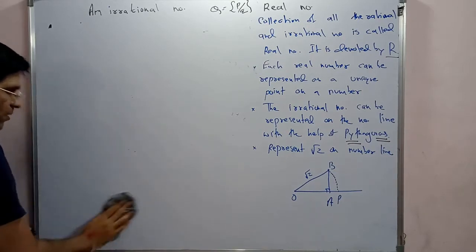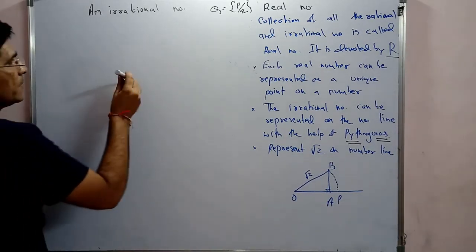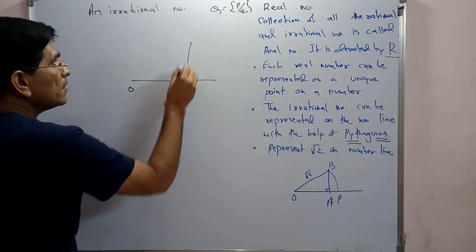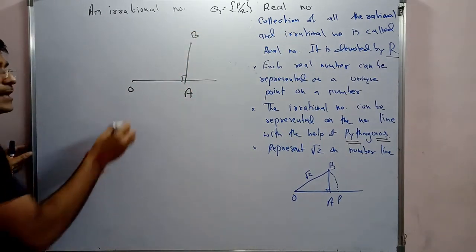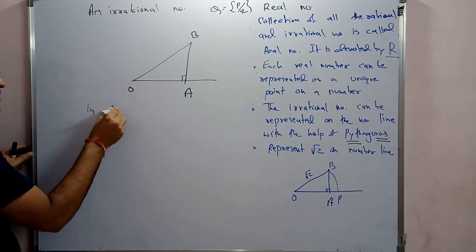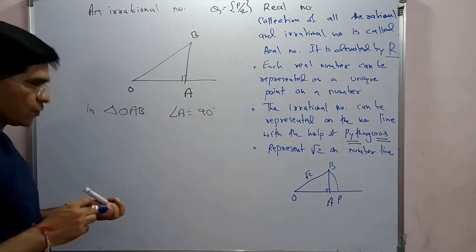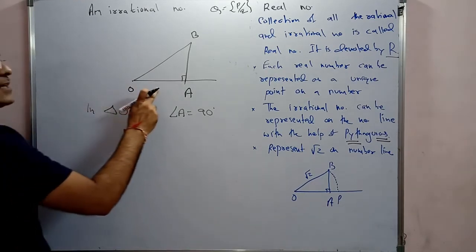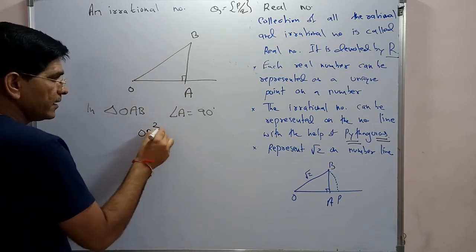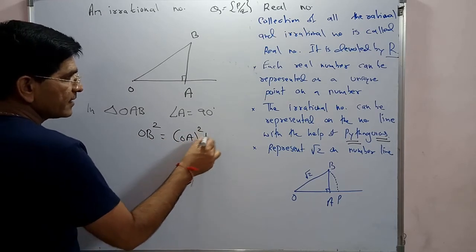So what does Pythagoras say? Pythagoras is a great mathematician of Greece, from Athens. Pythagoras says that in any right angle triangle, here if you see triangle OAB, angle A is equal to 90 degree. In any right angle triangle, the side opposite the 90 degree angle, that is hypotenuse, its square is the sum of the squares of its adjacent sides.